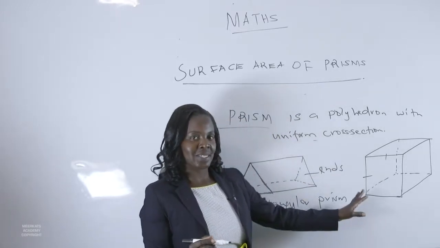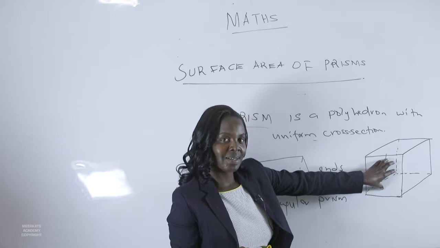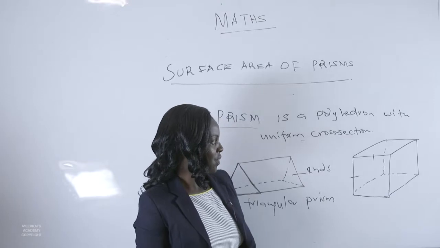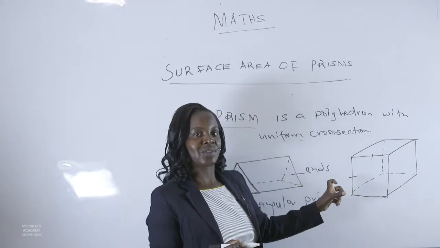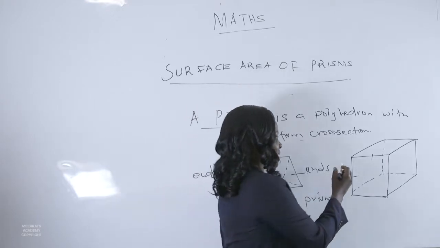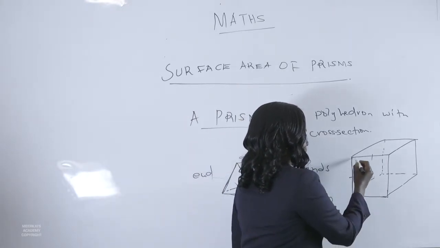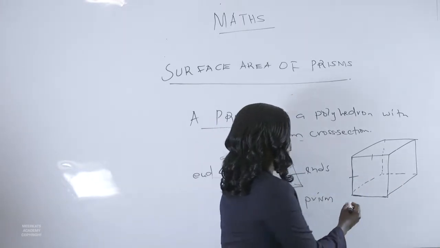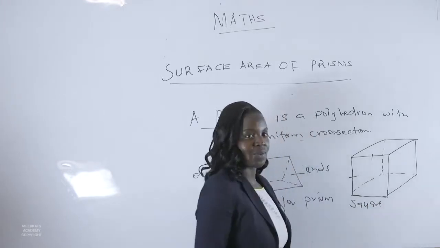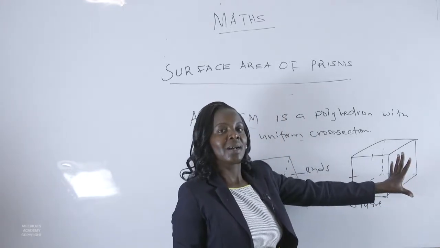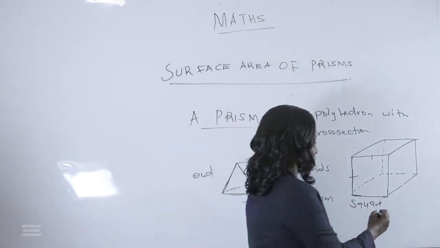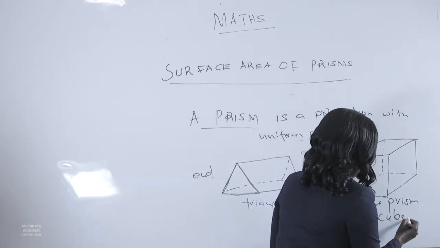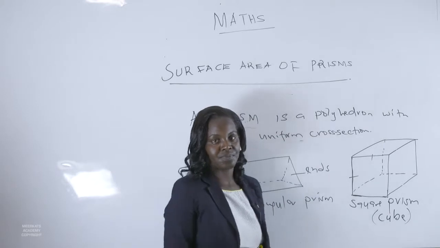This is also another prism that has the cross-section, and it has these other sides also. So we look at the cross-section, and the cross-section will give us the type of the prism. This is the cross-section. If you look at the cross-section, this side and this side are equal, meaning this is a square. Because this is a square, we call it a square prism or a cube.